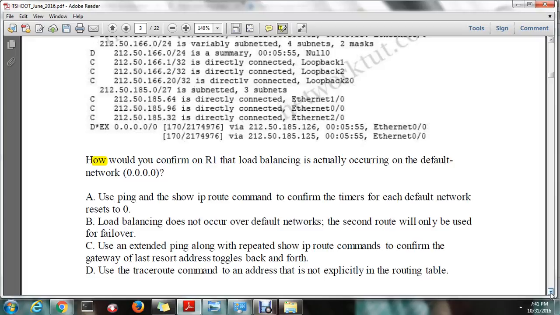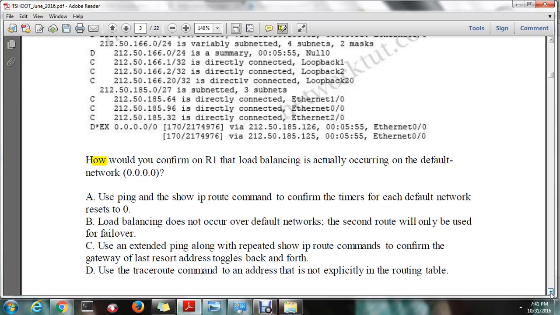Once you ping, you check again, and the route was refreshed and relearned for this particular hop, that is 185.126. How much time before it was relearned, for 185.126 and 185.125, these two routes, how much time since it was refreshed, whether it resets to 0 or not. This is not right. We are not going to confirm load balancing with these commands. Second answer: load balancing does not occur over default networks, the second route will be only used for failover. This is also not right.